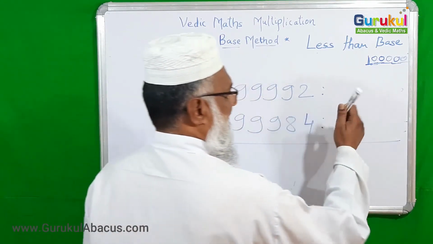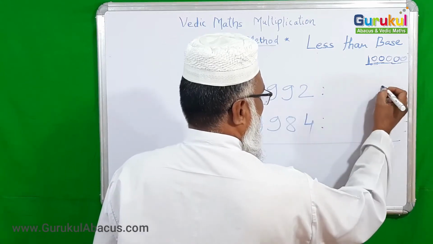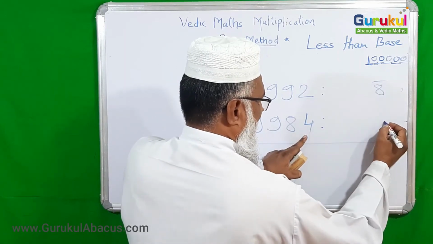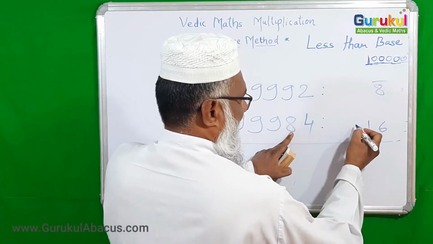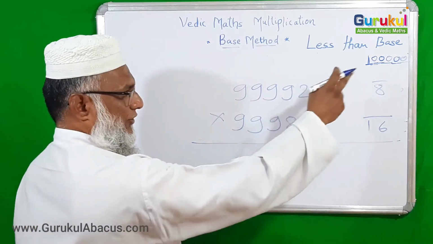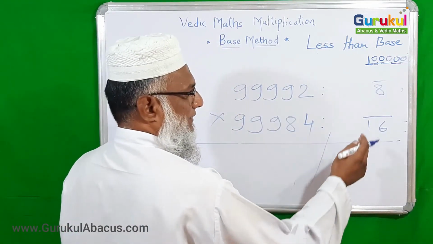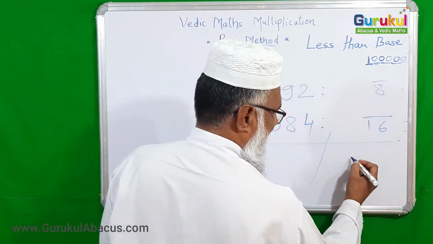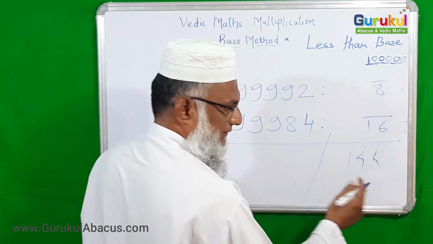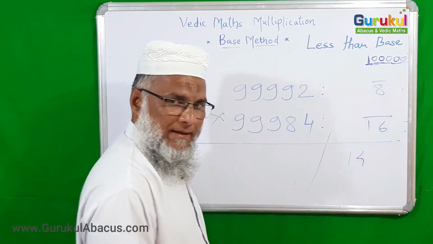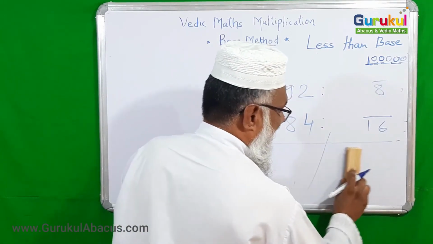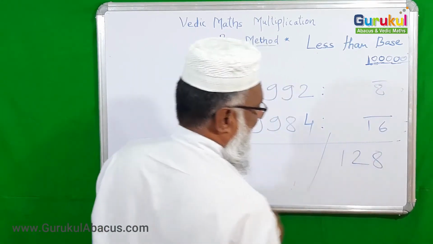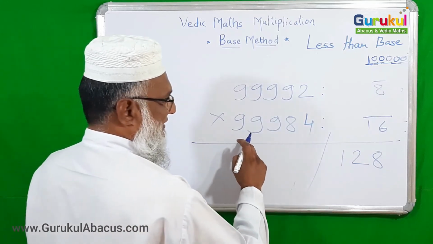Okay, now if you do the subtraction, you will understand that this number is less than base by 8 and this number is less than base by 16. Carefully observe. I have observed, so I could write properly. Now this multiplication is there: 16 into 8, 144. I am sorry, it is 128.